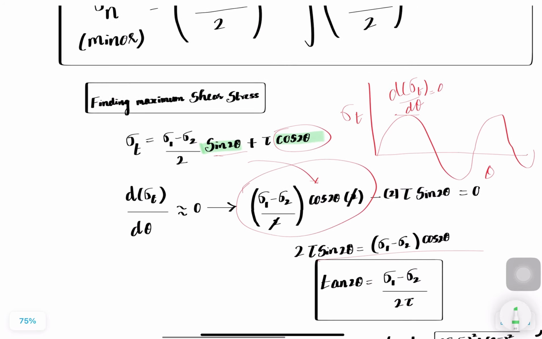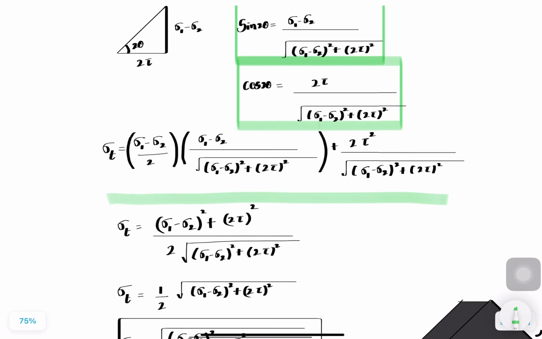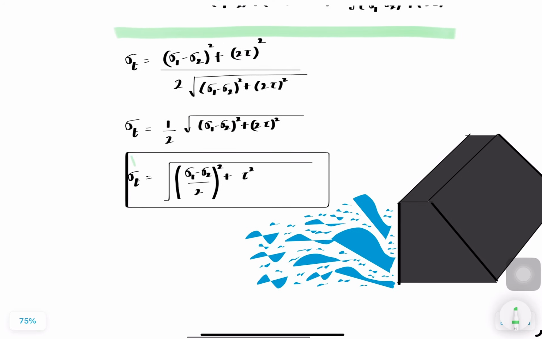And this is the expression for the maximum shear stress. Okay, so this is the expression for the maximum shear stress. So you can find out the plane, not only the plane, but also the magnitude of the maximum normal stress and the magnitude of the maximum shear stress.